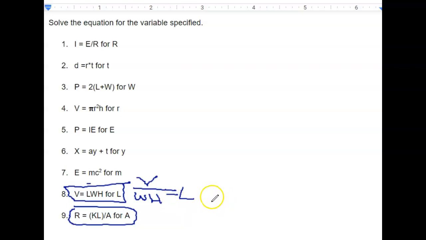I will post a solution to these practice questions for you guys who are working from home later in the week.